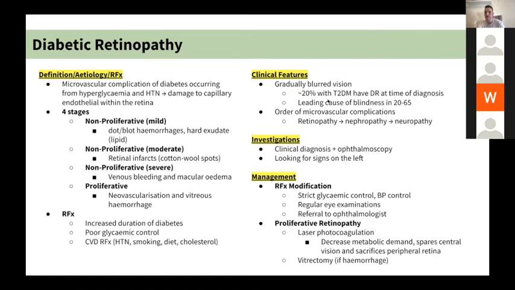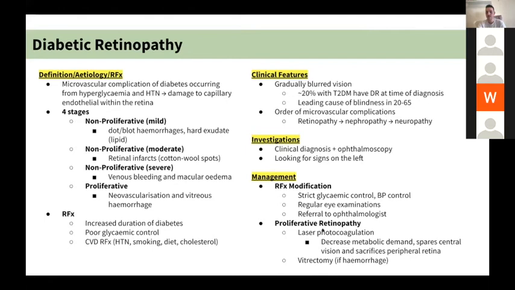With clinical features, there's gradually blurred vision, and think of your other microvascular and diabetic complications as well, with retinopathy usually being the first one to go. In terms of investigation, it's a clinical diagnosis, looking at the back of the eye and looking for all of these signs here. In terms of management, we've pretty much done the chronic disease management.